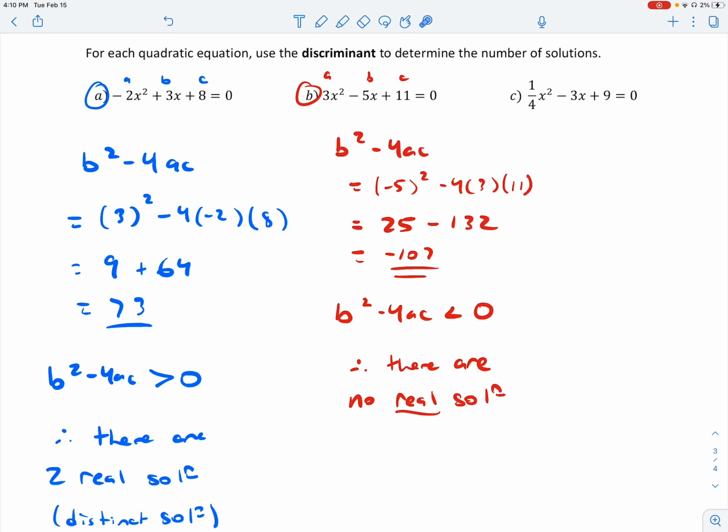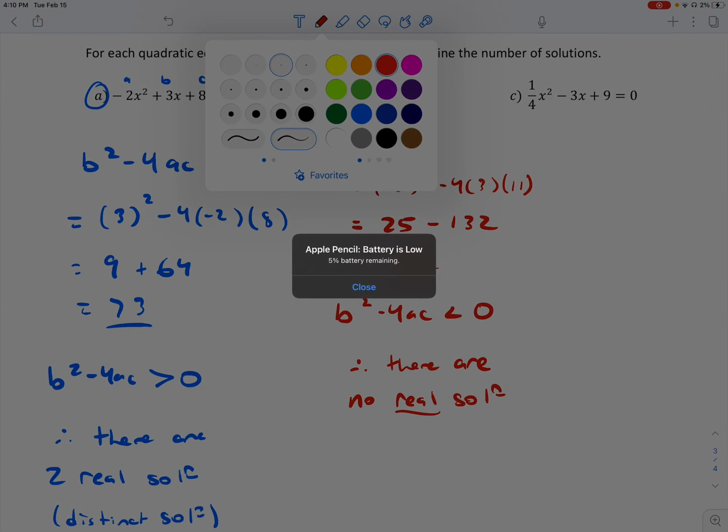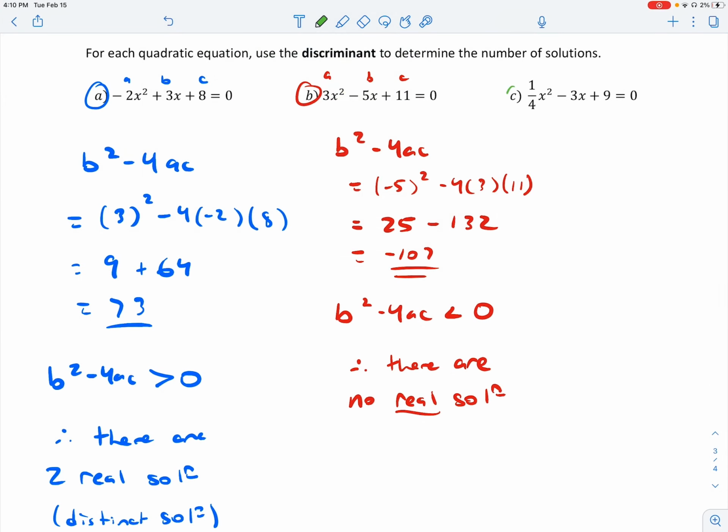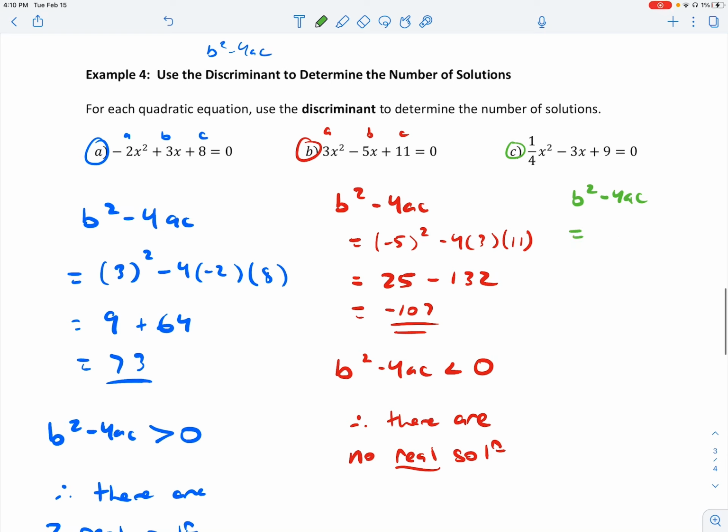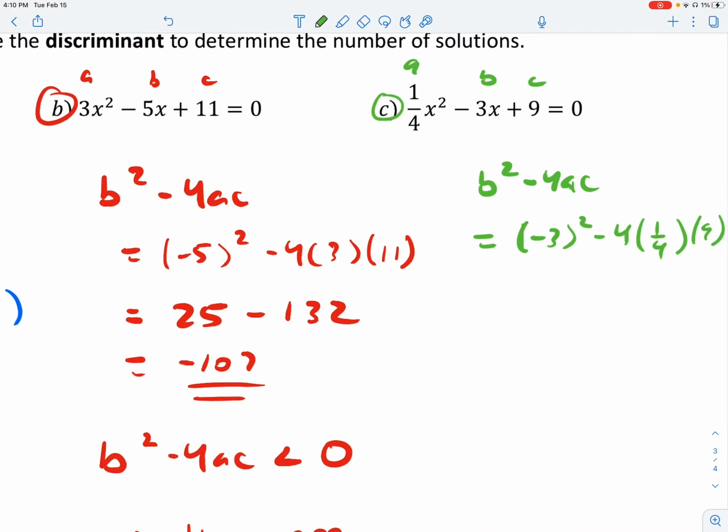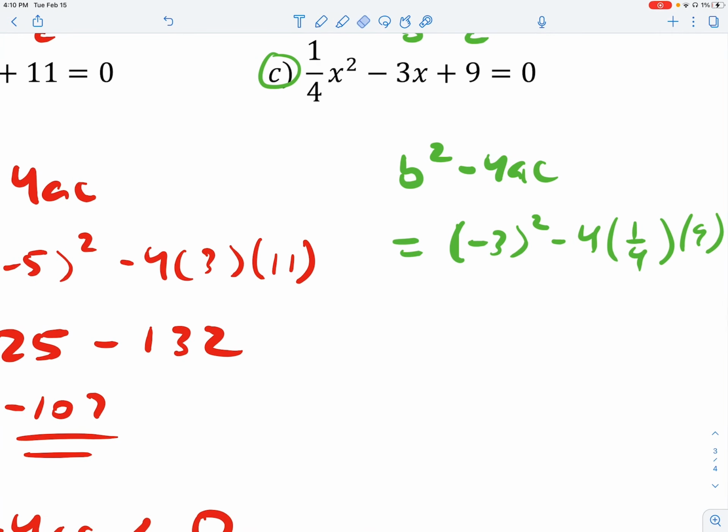Okay, all right, and the last one, let's just switch colors to green. Right here, b squared minus 4ac. Let's do our substitution. That's a, that's b, that's c. So b is negative 3, a is a quarter, and c is 9. Okay, let's just zoom in over here a bit. Clean that up a bit here.